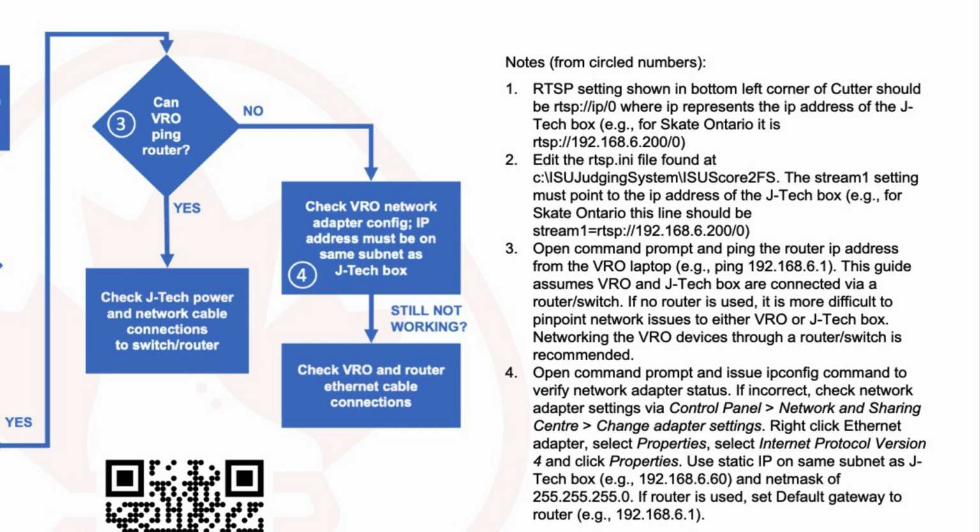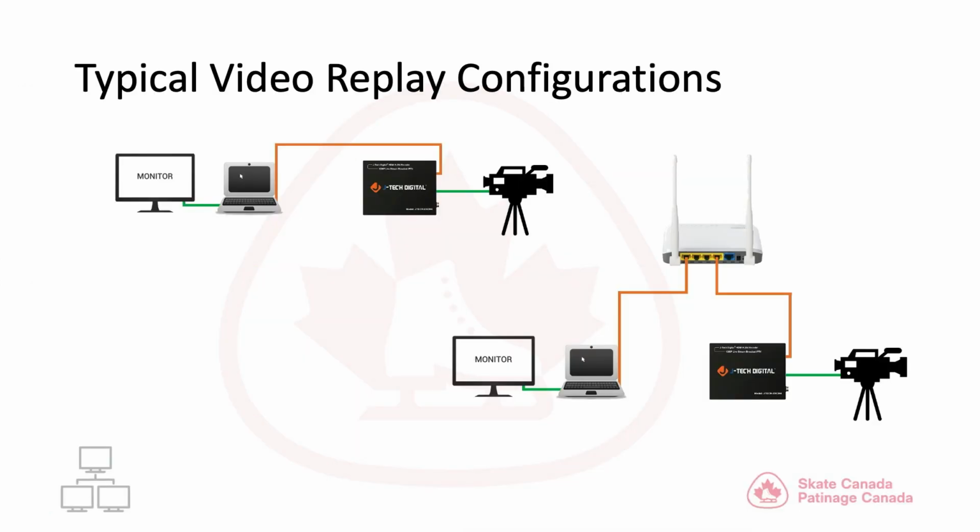As an aside here, you'll recall there are two ways of connecting the VRO and JTEC device, either with or without a router. If you haven't used a router, then it's difficult to isolate the problem to the VRO laptop or the JTEC device. So for this reason, if you have not used a router and you're unable to obtain a video signal, at this point I would recommend plugging both the VRO and the JTEC device into a router or a switch connected to that router.